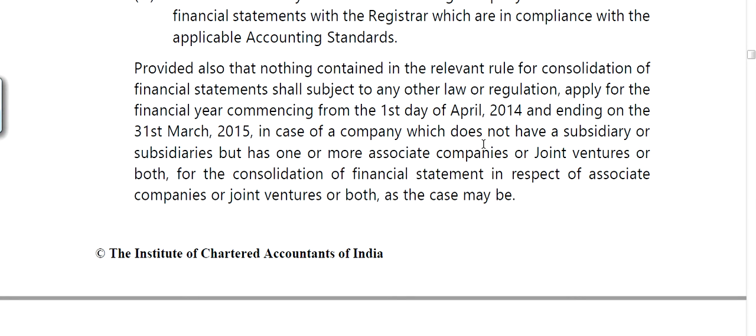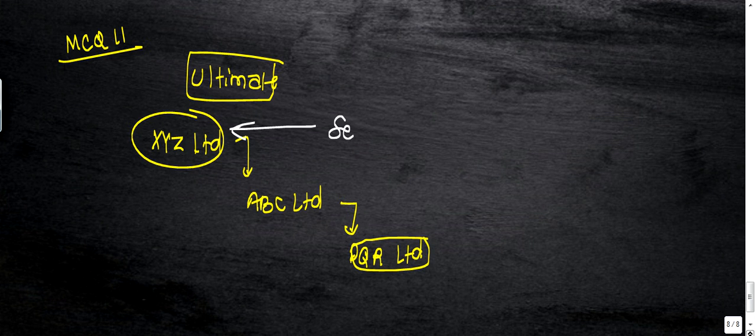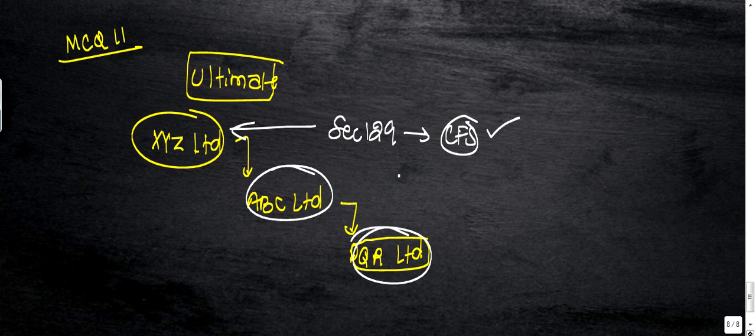Provided also that nothing contained in the relevant rule for consolidation of financial statements shall apply. This you understood, right? Ultimate or any intermediate holding company files financial statements. For example, XYZ Limited, holding of ABC Limited, holding of PQR Limited. This ultimate holding company is doing the section 129 CFS. So for this one, there is no need to follow the CFS; they are exempted.